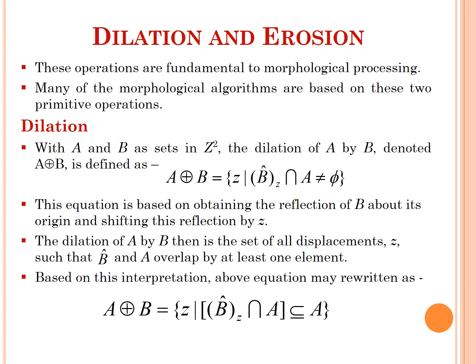This equation is based on obtaining the reflection of B about its origin and shifting this reflection by Z. The dilation of A by B then is the set of all displacements Z such that B hat and A overlap by at least one element. Based on this interpretation, the above equation may be rewritten as A dilated by B is equal to the set of Z such that B hat Z intersection A is a subset of A.